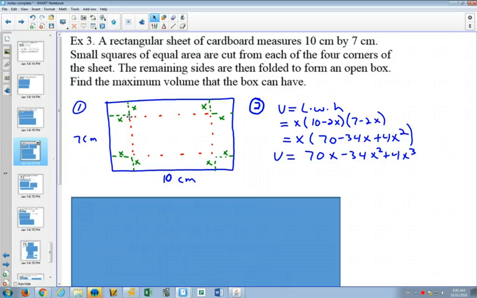Well, volume is length times width times height, but now we have to write all of those in terms of x. Can you see that the height will be x? And then from both, on all these red lines, for both the length and the width, you take your value you started with, and you'll be subtracting 2 x's from all of those. If we expand that, you'll get 70x minus 34x squared plus 4x cubed.